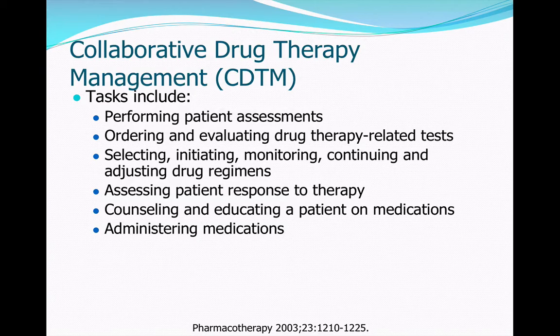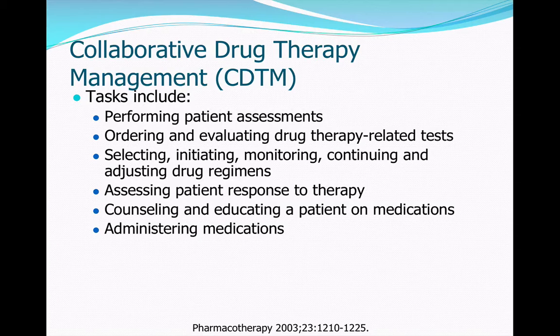The other thing a collaborative therapy management agreement does is allow us to order and evaluate drug-related therapy tests. So if I'm doing an anti-coag clinic, this agreement gives me the authority to order things such as an INR. If I'm doing a rheumatoid arthritis clinic, I may be able to order a SED rate, depending upon the drugs, order liver function tests, order a Chem7 if I'm evaluating somebody's renal function or their electrolytes.